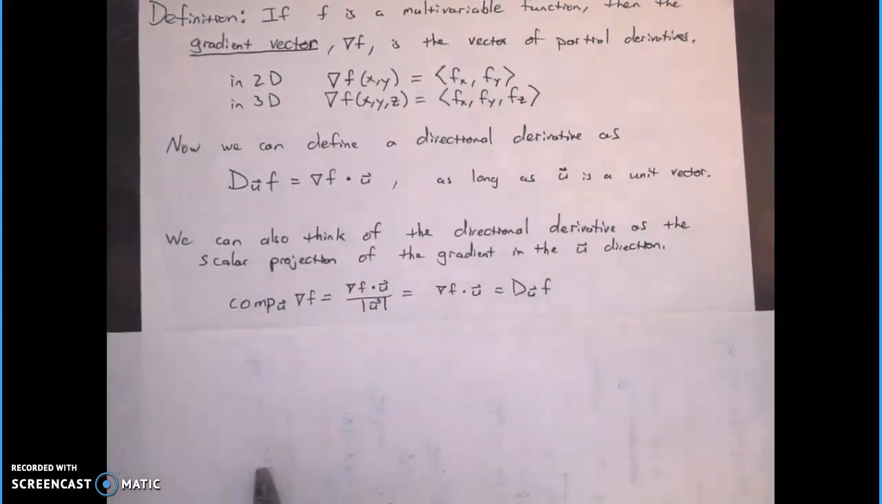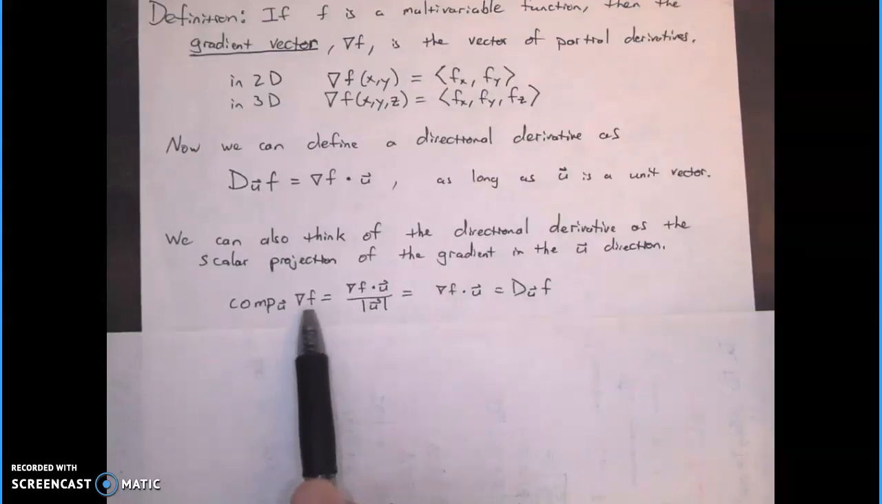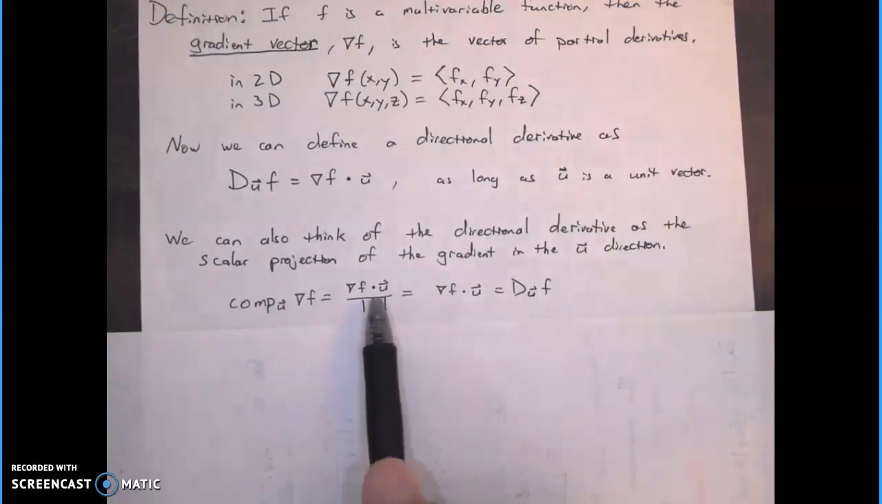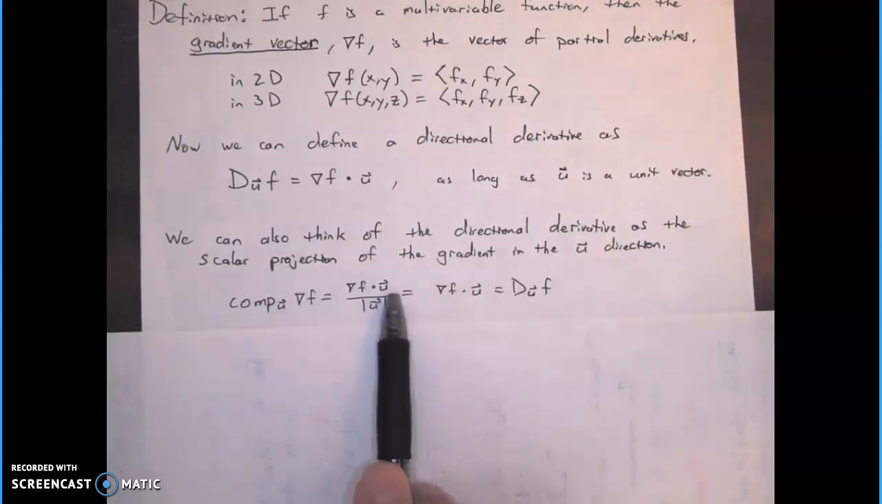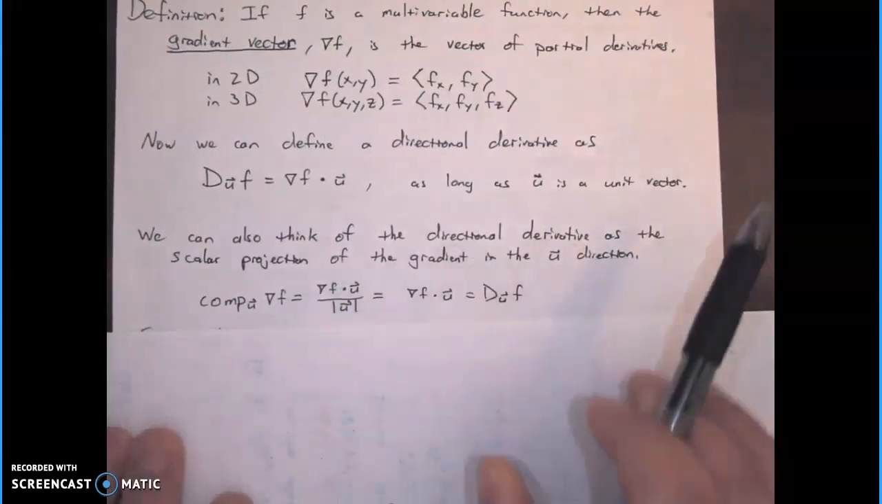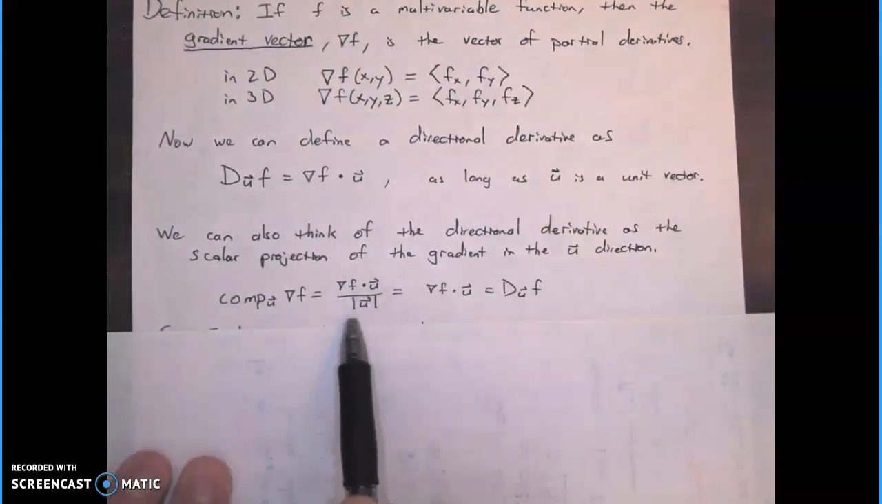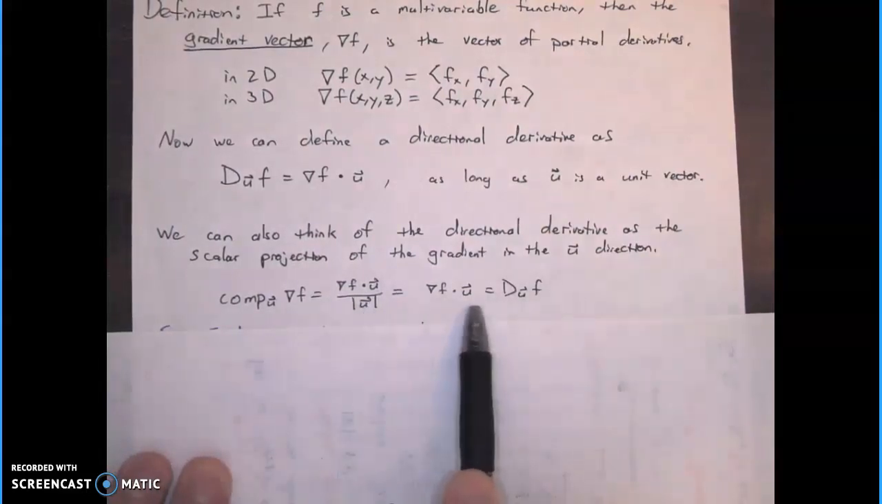And in particular, you can think of it as a scalar projection of the gradient in the direction of u, where you want to take your derivative. So if you remember the formula for a scalar projection, we're going to project the gradient onto the direction u. It's the dot product of the two vectors, so the gradient dotted with u, divided by the magnitude of u. Well, I keep insisting that u needs to be a unit vector because in that case, the magnitude of u is just 1, and we get our definition of a directional derivative.